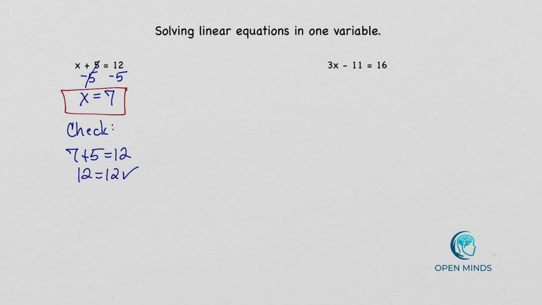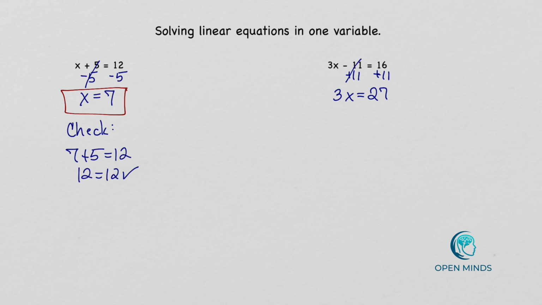All right, moving on to the next one. 3x minus 11 equals 16. So this one we have a two-step transformation. The first thing I would always recommend is start from the outside and work your way into the variable. So you would move the 11 before you move the 3. Okay, so you want to go ahead and add 11 to both sides. All right, so it cancels on the left. So 3x is equal to 27.